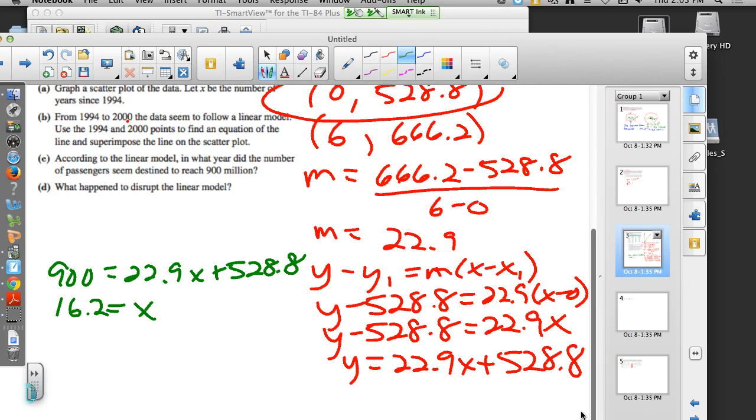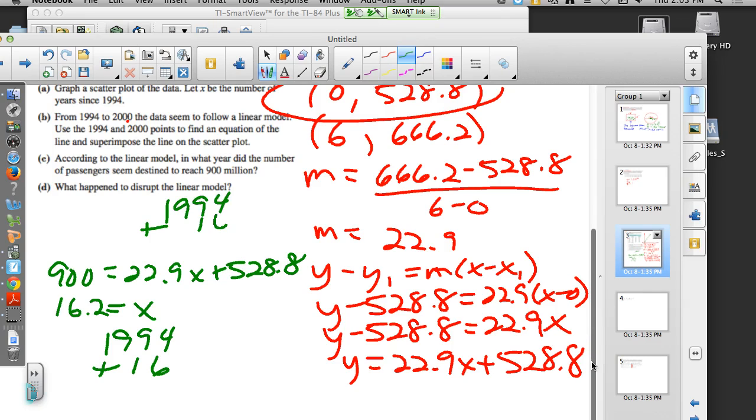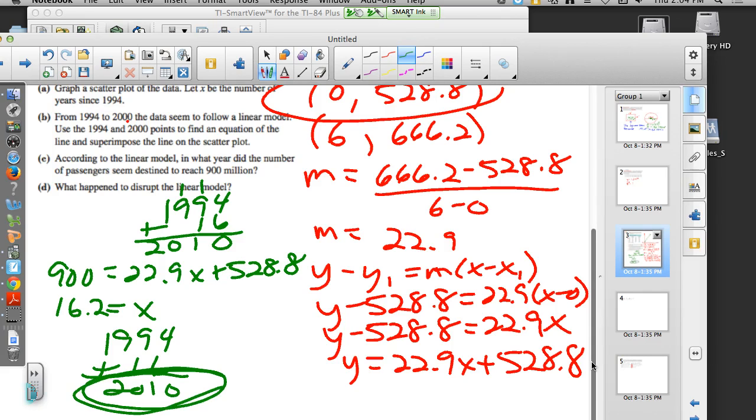And this model first started in 1994. So we would take 1994 plus 16, and if the smartboard catches up with my writing, that would be good. Maybe I'll try scrolling up and see if it'll behave. It will not. I will write it up here. So we would say sometime in 2010. There it goes. So that would be our answer to part C.